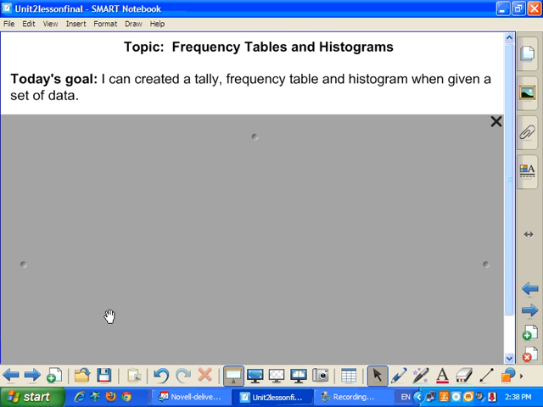Hello and welcome to lesson number 2. We're looking at frequency tables and histograms. So what's the goal for today?